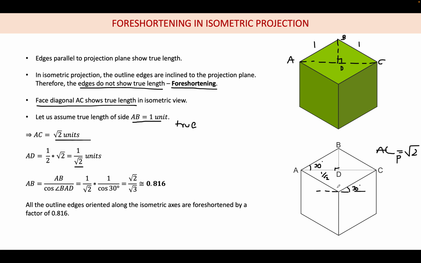These lines and these lines are parallel, and this line and this line are parallel, so the same 30 degree goes in here. So if I have AD, then I can easily calculate AB, which is AD divided by cos of this angle, cos BAD. So 1 by root 2 divided by cos 30. So this will be equal to root 2 by root 3, which gives us 0.816. So in reality, if AB is equal to 1 unit in true length, what we will be drawing on the sheet will be 0.816.